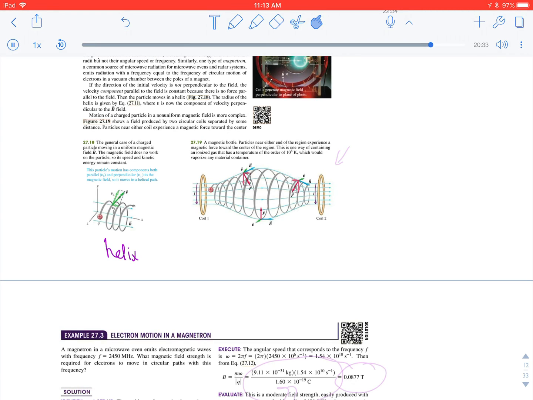Okay, and this picture 27.19 is a magnetic bottle. So particles near either end of the region experience a magnetic force towards the center of the region. This is one way of containing an ionized gas that has a temperature on the order of 10 to the 6 Kelvin, which would vaporize any material container. So in a sense, we actually use this approach to keep things that are very, very hot in a safe zone, the magnetic field.